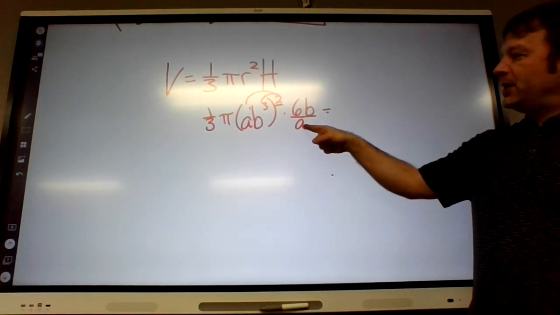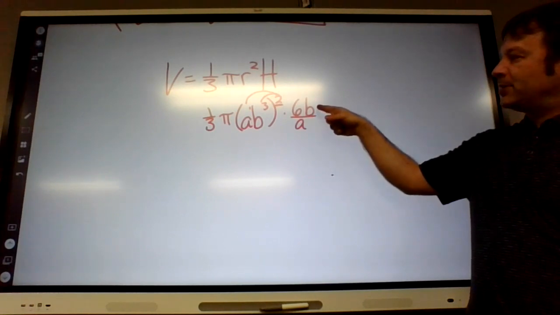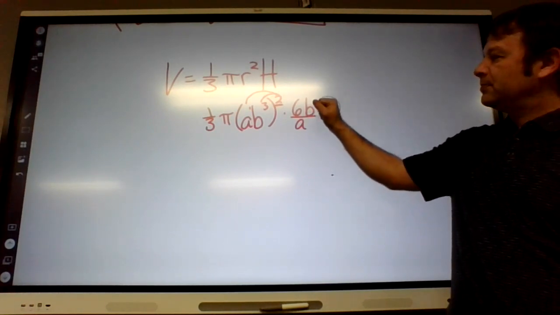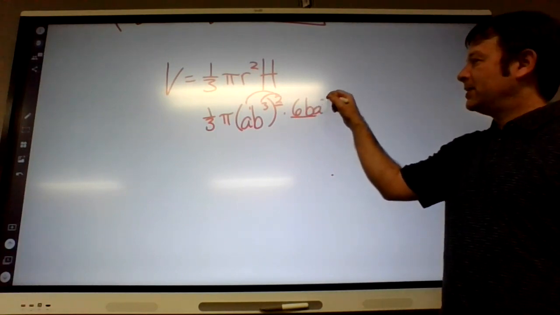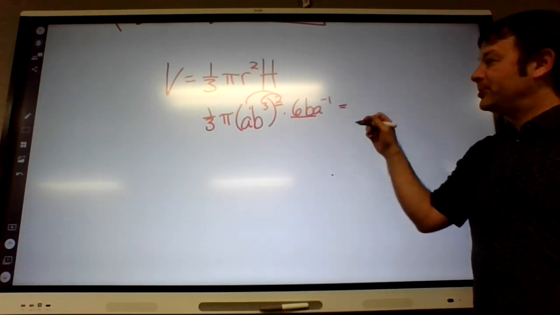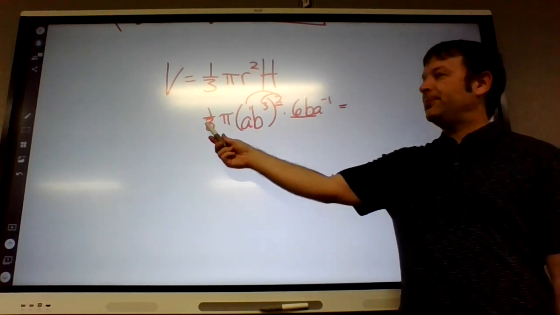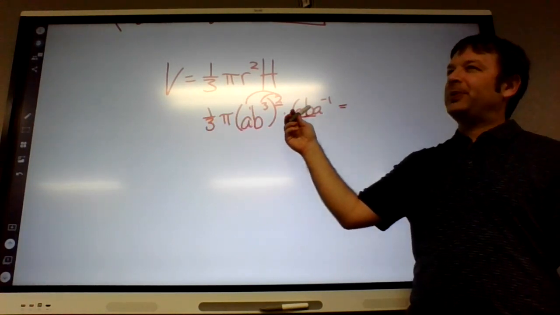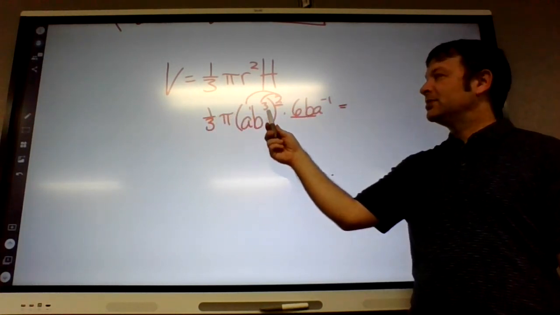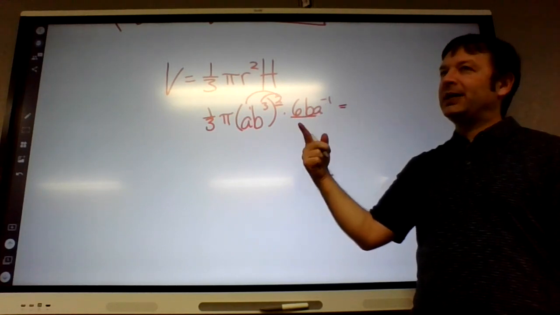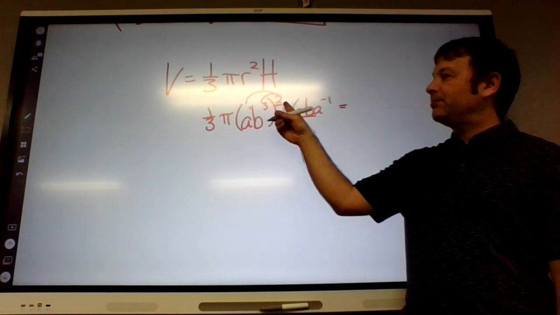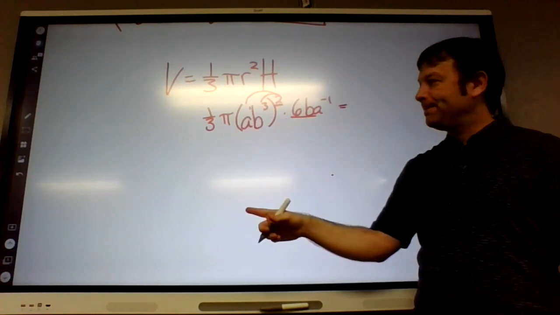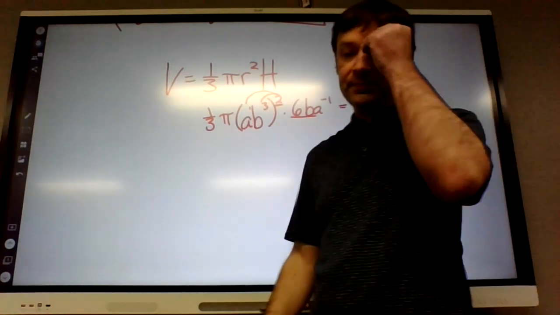Do you guys know what a on the bottom becomes if we put it on the top? A to the negative 1. Okay, the reason I might want to do that is because if everything's on the top now, you can just multiply all of those together, which means you can just add the exponents. But before you try to add the exponents, you need to multiply those by 2. Anyway, that's the problem.